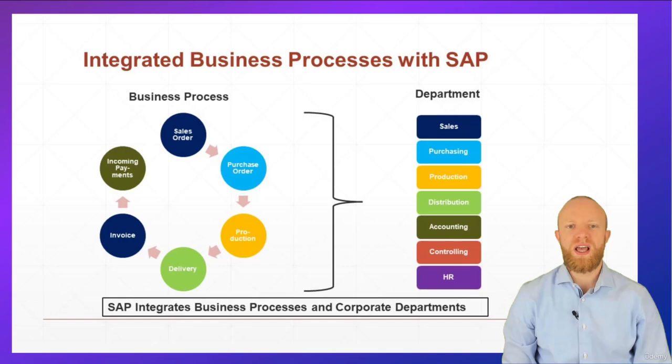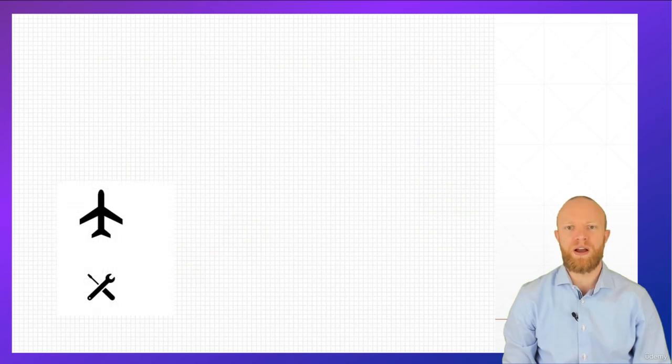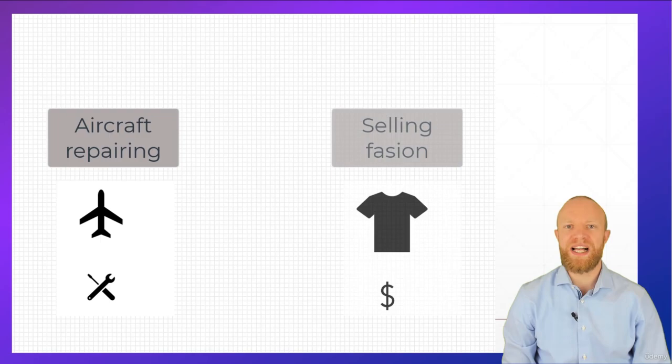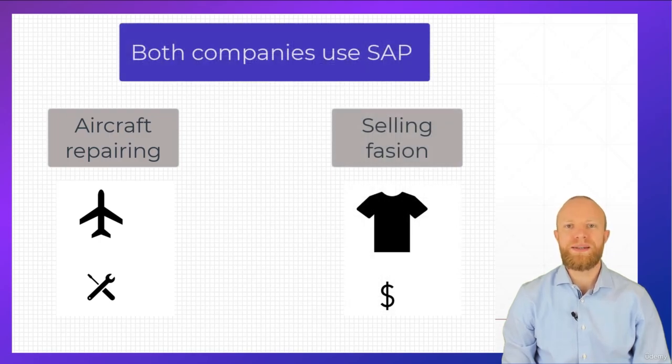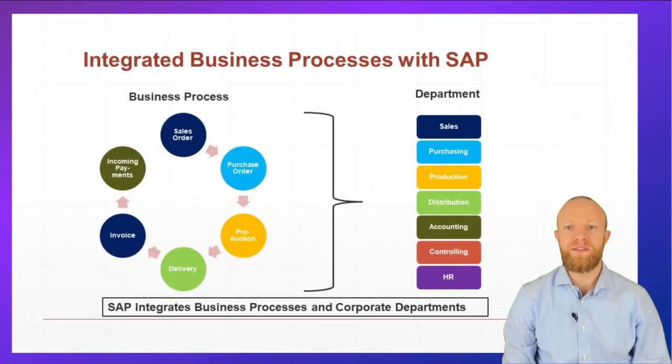The business processes are also very different from company to company. For example, I worked for a company that maintained and repaired aircrafts with SAP. And I also worked for an e-commerce company that sells fashion. Both organizations use SAP, but their business processes are very different. Both organizations sell something. The first sells repairing aircraft and the second sells fashion. So both need sales orders. However, the requirement for the sales orders are very different.